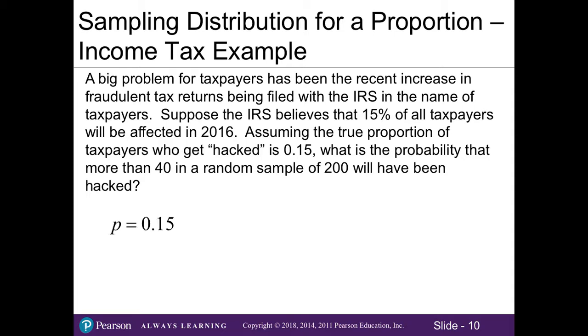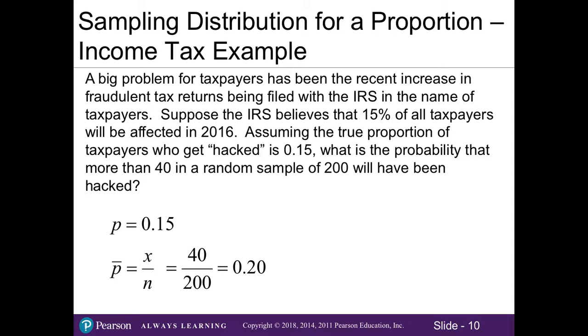So we have our P at 0.15, which is our population proportion, and we also need to calculate our sample proportion. So in our problem, we want to look for where's our sample. In this case, it is at the very end of our statement where we're looking for 40 in a random sample of 200, because the attribute of interest is those that get hacked. So we'll take x divided by n. Our attribute of interest is the number of people who get hacked. That's 40, and we'll divide it by our sample size of 200. So when we divide 40 by 200, we get a sample proportion, or p bar, of 0.2.